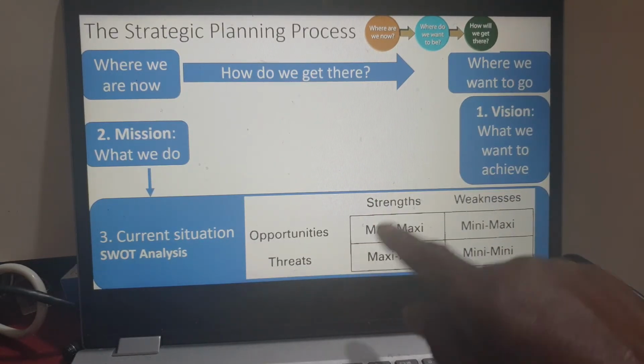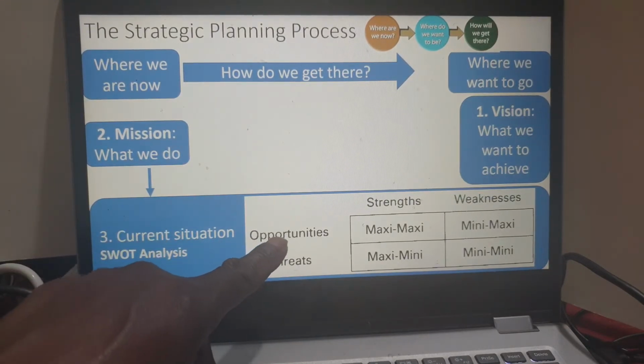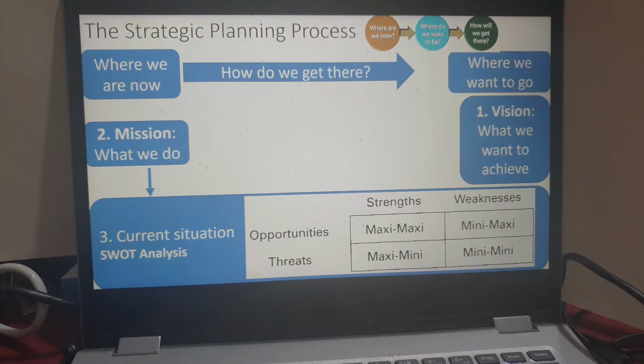The strengths are your internal positive factors. The weaknesses are those internal negative factors which must be addressed if you are to succeed. The opportunities are those positive chances out there waiting for you to grab. But the threats, yes, there are roadblocks and obstacles out there that will hinder your success.